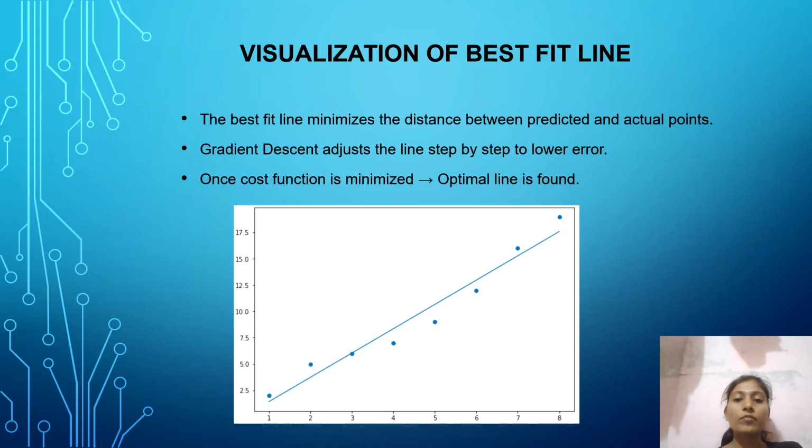After that, visualization of the best fit line. As gradient descent updates the slope and the intercept, the line adjusts slowly. It keeps reducing the distance between the predicted and the actual one. Finally, when the loss is minimum, we get the best fit line. So here in the picture, you can see the best fit line.